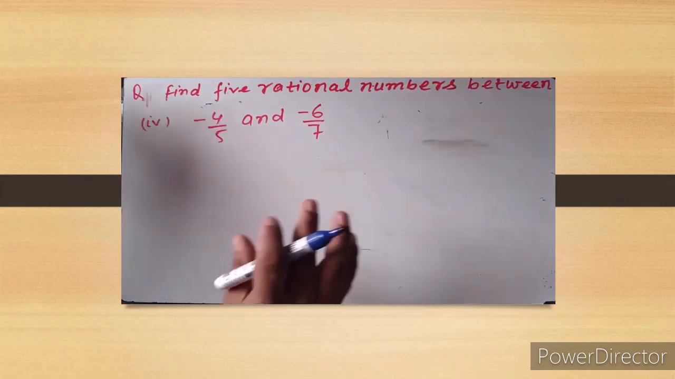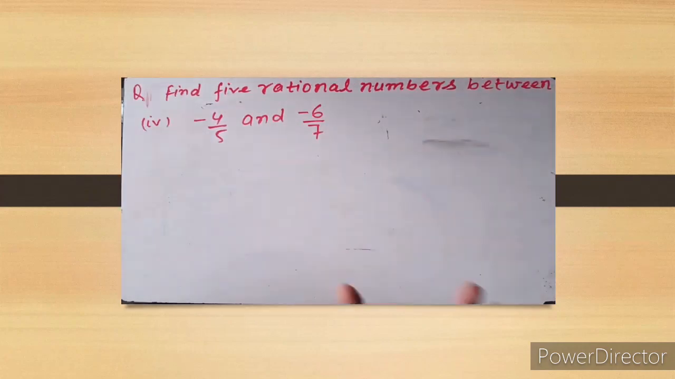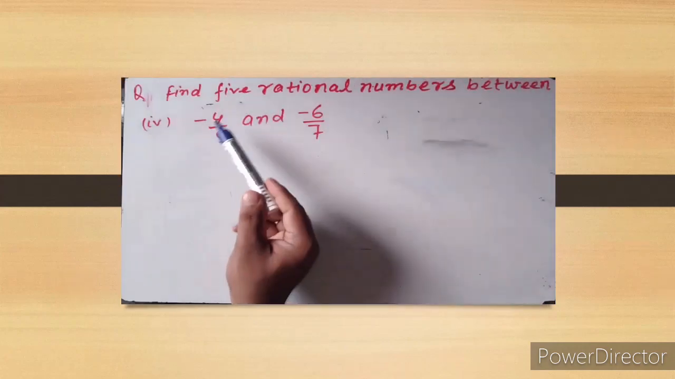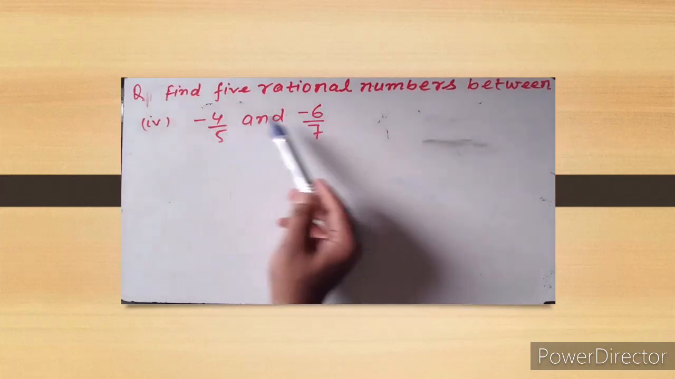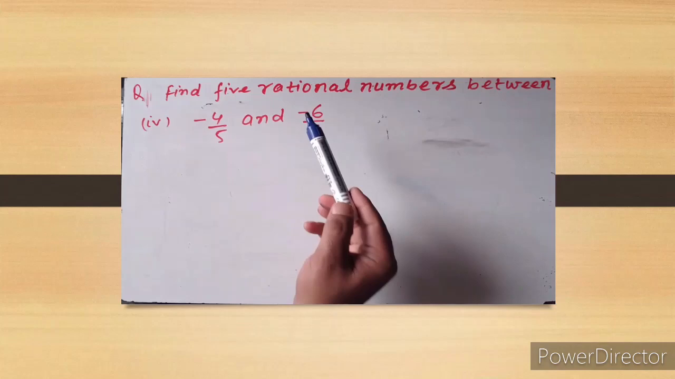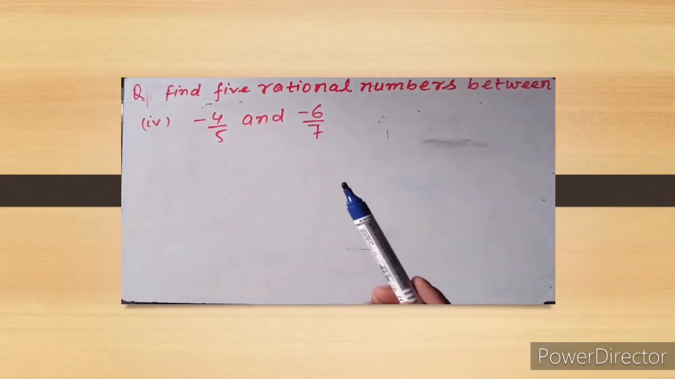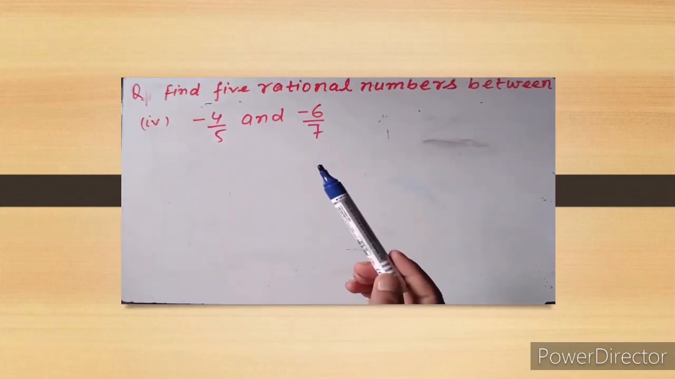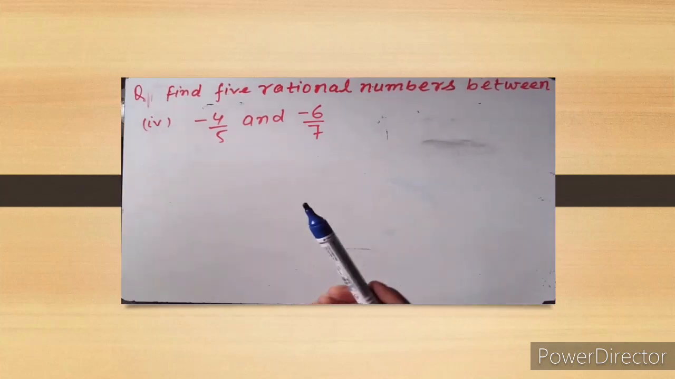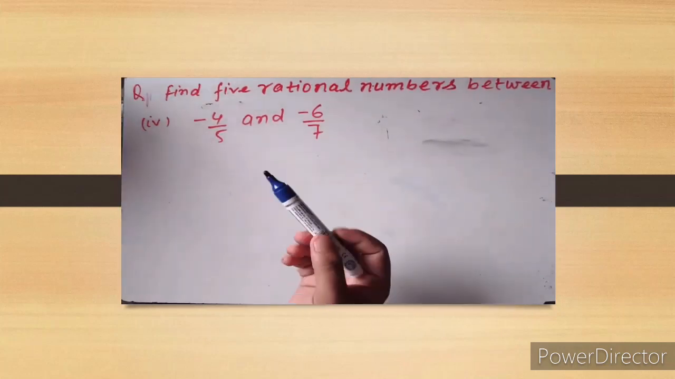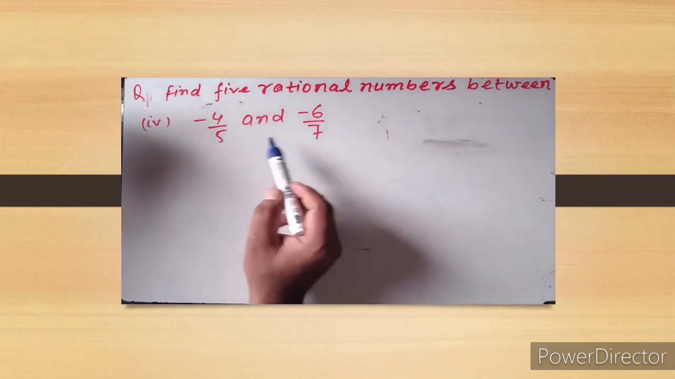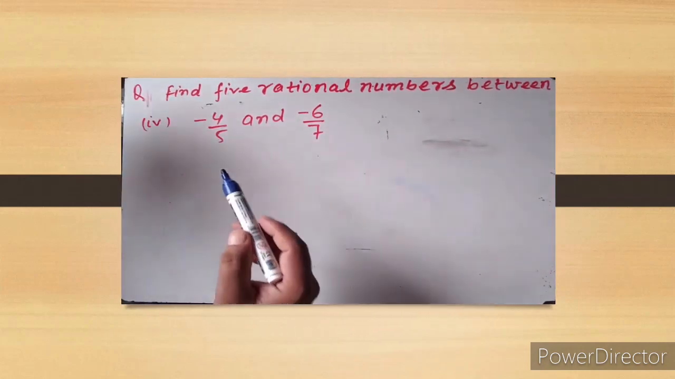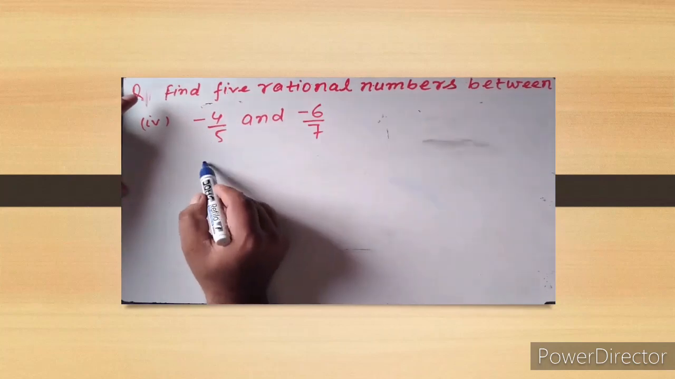Now, if we see this question, both the rational numbers are negative. You can see a negative sign here, and here also a negative sign. So don't get confused after looking at the negative sign. We will do it the same way. Here also the denominators are different, so first we will equalize the denominators.